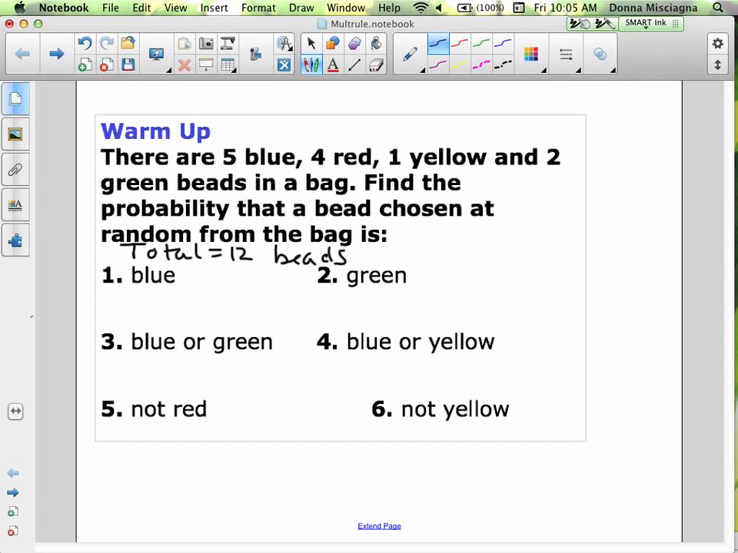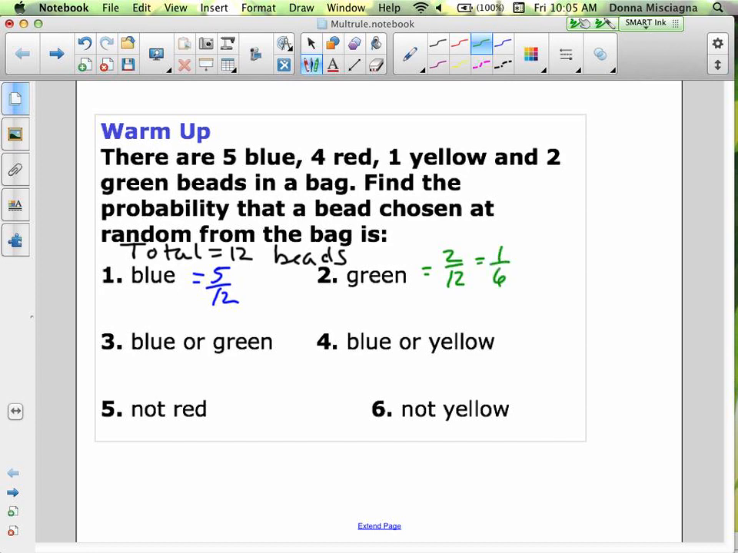All right, so probability of blue. Let's see what we got left here. How about the probability of green? And we'll reduce that one to 1 out of 6.